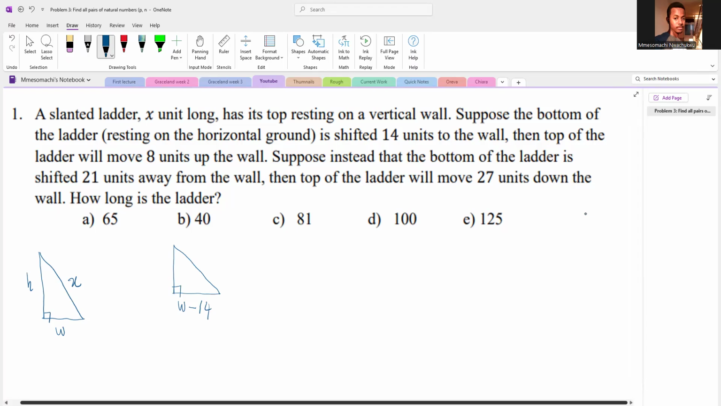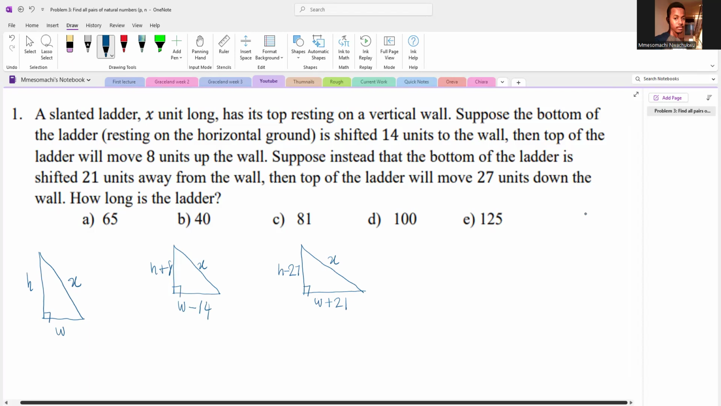We're told that the top of the ladder moves 8 units, so it gets closer. And then the second scenario is suppose instead that the bottom of the ladder is shifted 21 units away from the wall. Then we're told that the ladder will move down 27 units. So this will be H minus 27, or you have X. So we want to find the length of the ladder. Interesting.